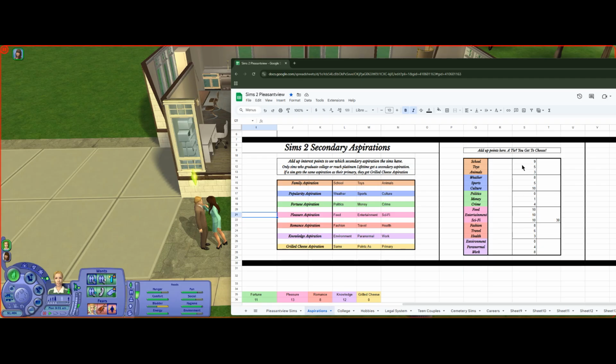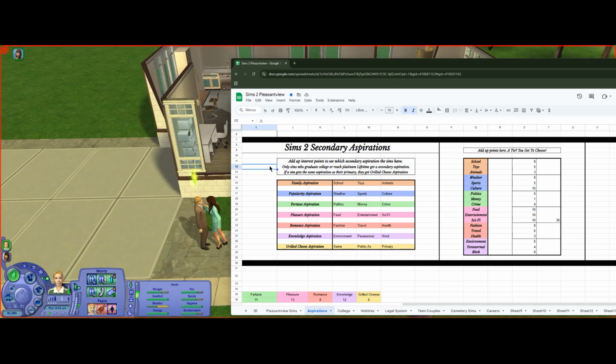Yeah, there is no point in adding these up. If that's a perfect score, there's no point in adding these up. But yep, she got the grilled cheese aspiration, and that's going to be the same points as primary. And the reason why I'm doing that is because I want to put this feature in the game and use it since it's there. So I thought it would just be fun to do that for some of my Sims. But yeah, looks like Georgia's secondary aspiration is grilled cheese and Bo's is knowledge.